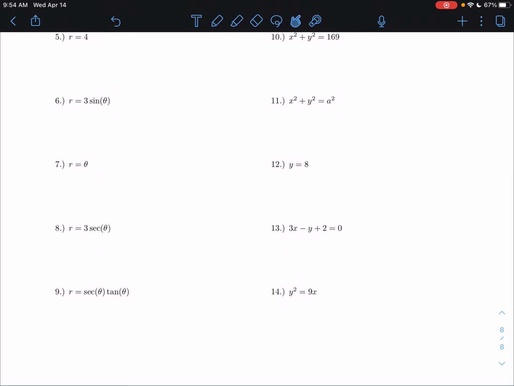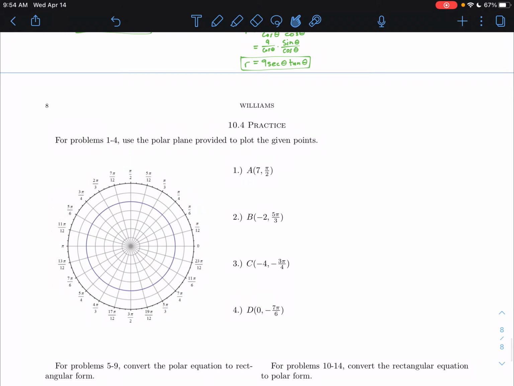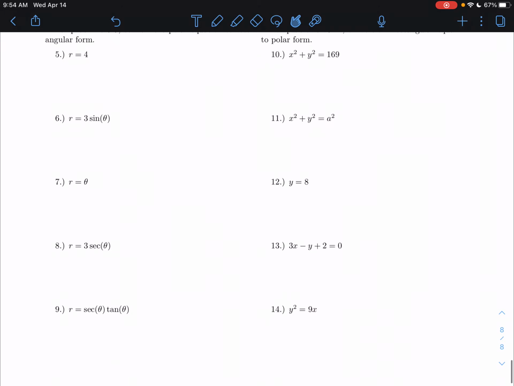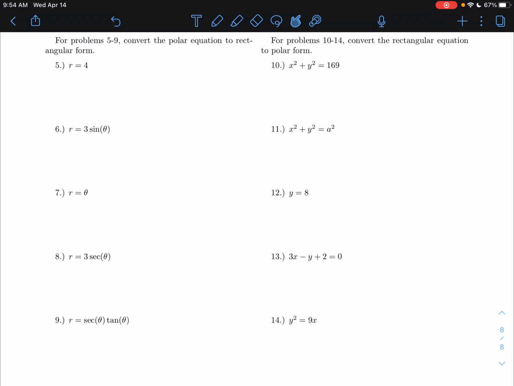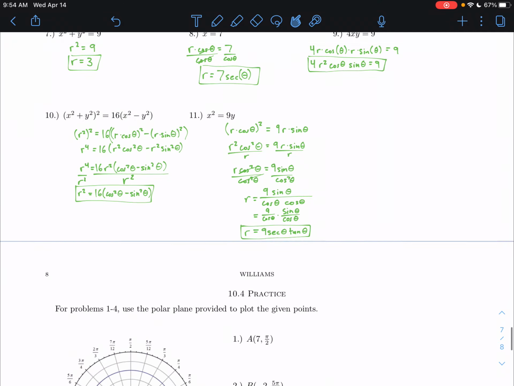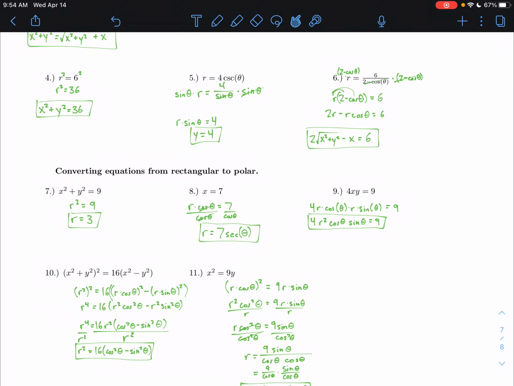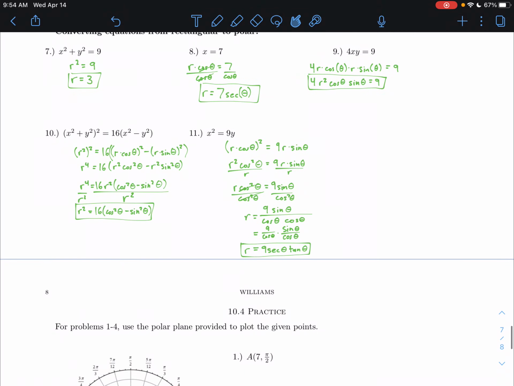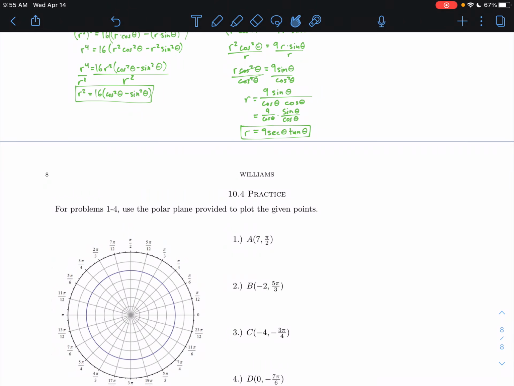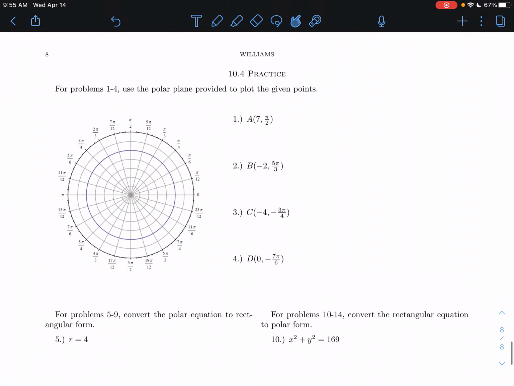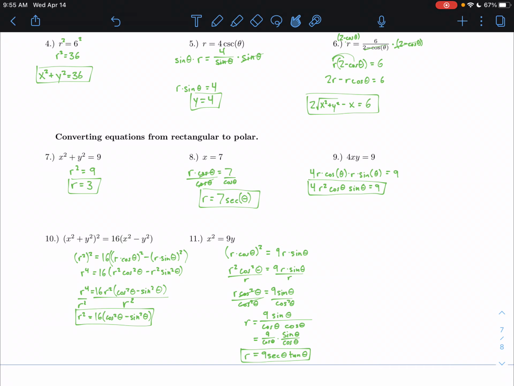Otherwise, here's today's assignment. It's basically just what we did. You're plotting 4 of these points on the polar plane, and then 5 problems where you're converting from rectangular to polar. I did post an answer key already, so that should help. But like I said, you might simplify to a lesser or further extent than I did. Same doesn't go for plotting the points. Your points should end up in the same place that mine did. But for simplifying these rectangular to polar equations, you might get an equivalent form, or you might get the same thing I did.